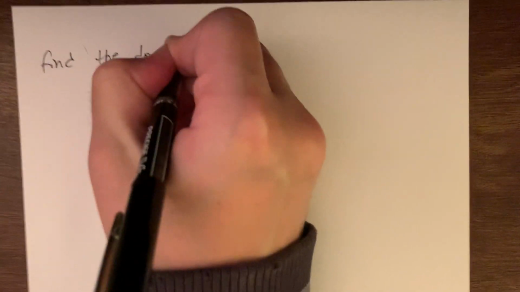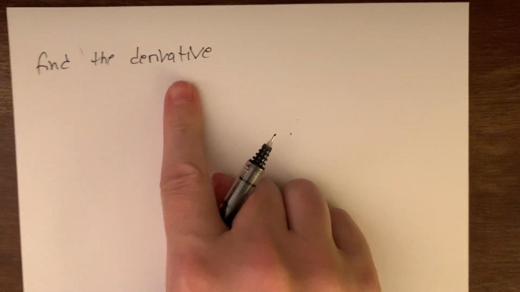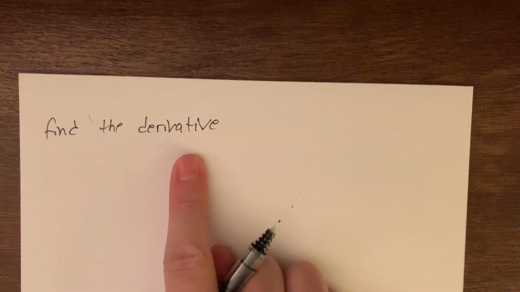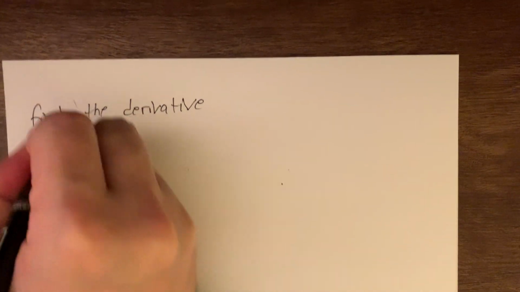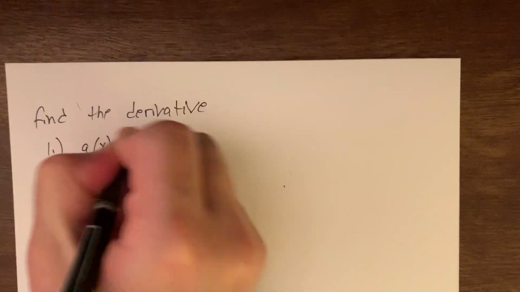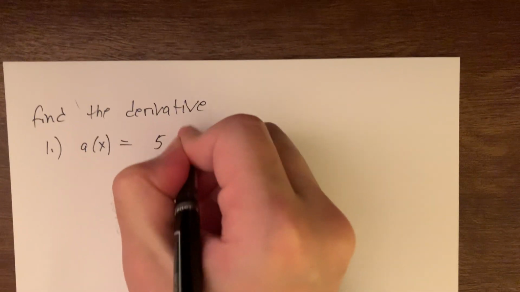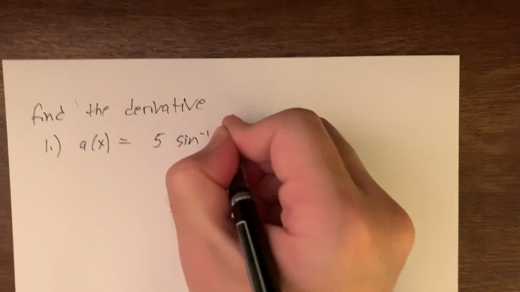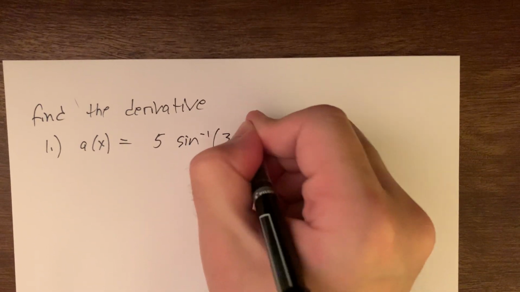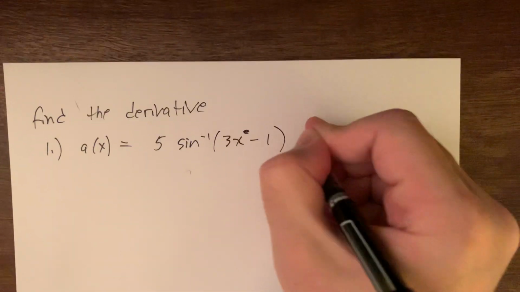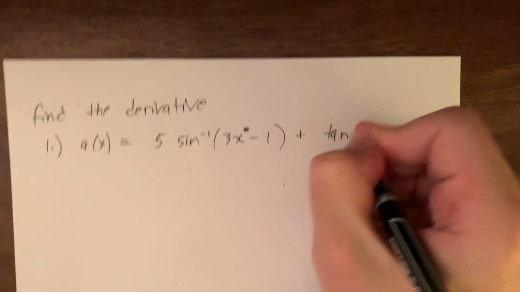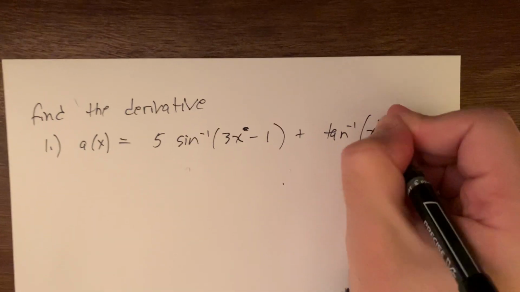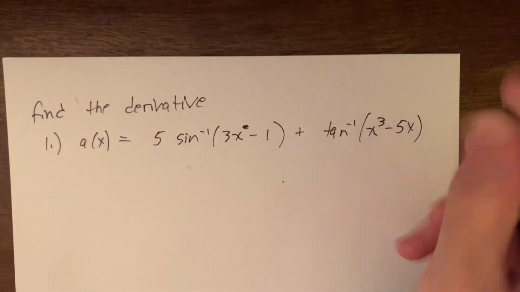Let's find the derivative. And let's start number 1. Let's start a little simple. Let's find the derivative. Let's look at a of x is equal to 5 inverse sine of 3x minus 1, plus inverse tan of x cubed minus 5x.